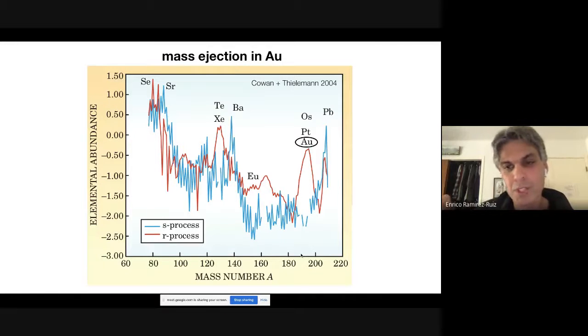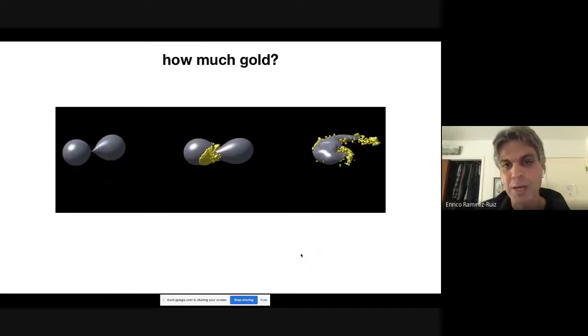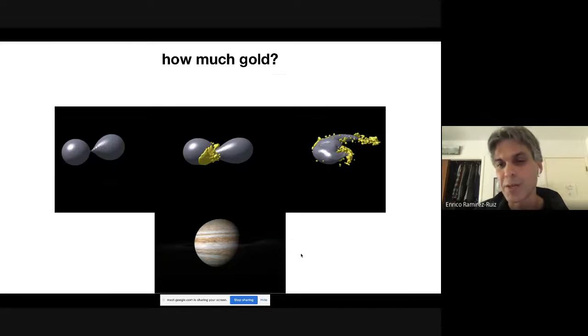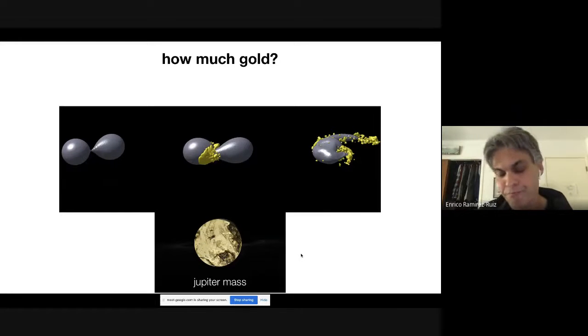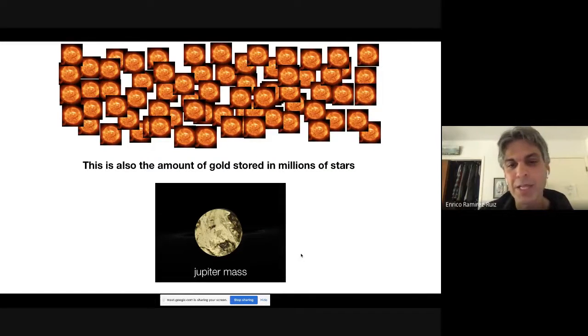Okay, so just for fun, if you think about how much material is produced in one of these events, and of course I'm obsessed with gold, so let's talk about gold. How much gold you produce in one of these events is about a Jupiter mass of gold. If that's hard to put into context, this is more or less the amount of gold stored in about 1 million stars. So one of these events can actually supply a lot of stars with gold.